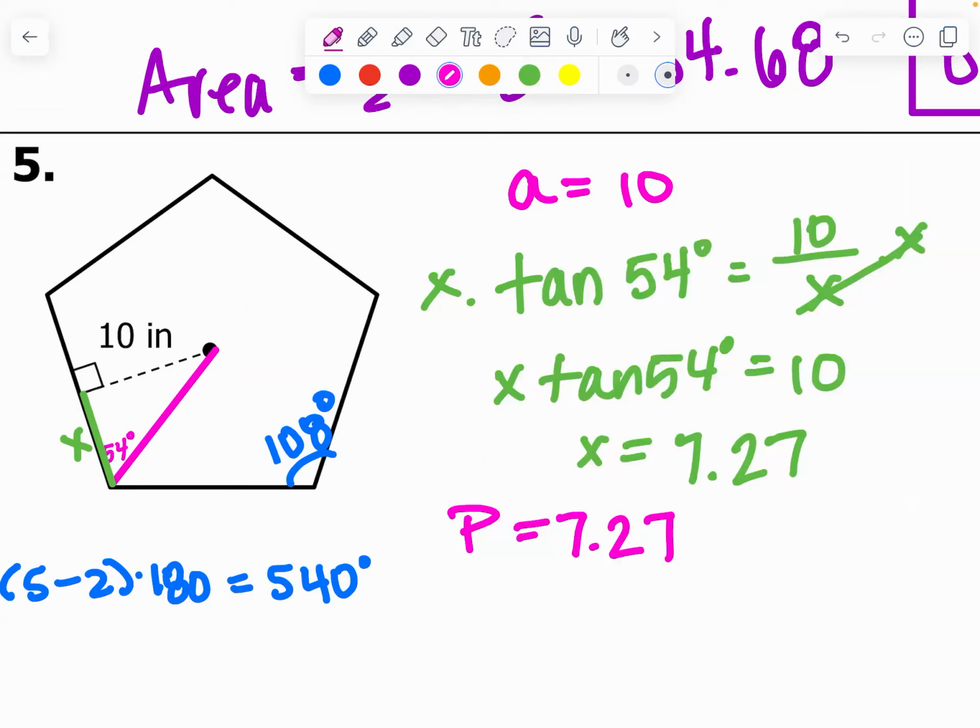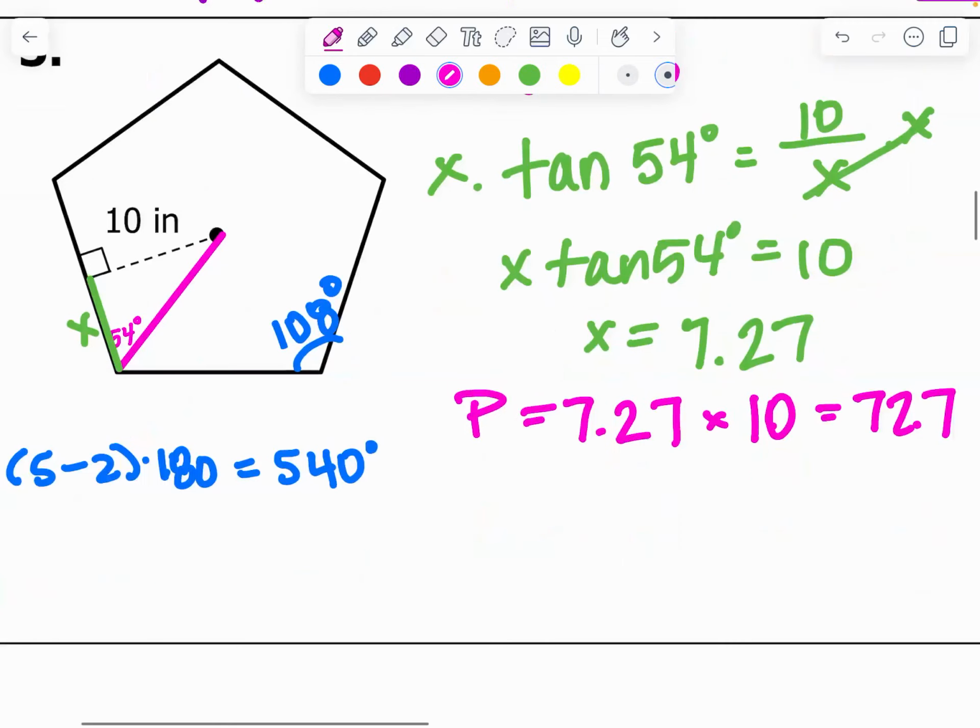Okay. So how many of those make our perimeter? Remember, that's only half. So 72.7 is our perimeter.